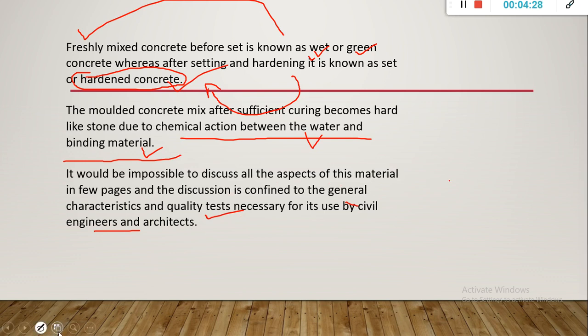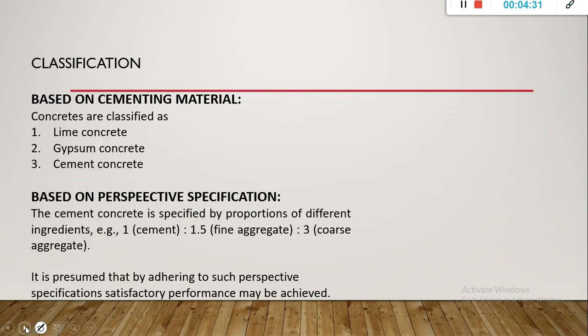Okay, so next, cement material ba cementing material or khetot concrete ok normally tinta part of bhag kora hoy. Lime concrete jot lime thake বেছি পৰিমাণে majority, ঠিক একেদৰে gypsum concrete য'ত gypsum add কৰা হয়, cement concrete য'ত cement add কৰা হয়. So based on prospective specification, the cement concrete is specified by the proportions of different ingredients. Example, cement, fine aggregate, coarse aggregate. It is pre-assumed that by adhering to such prospective specifications, satisfactory percentage may be achieved.